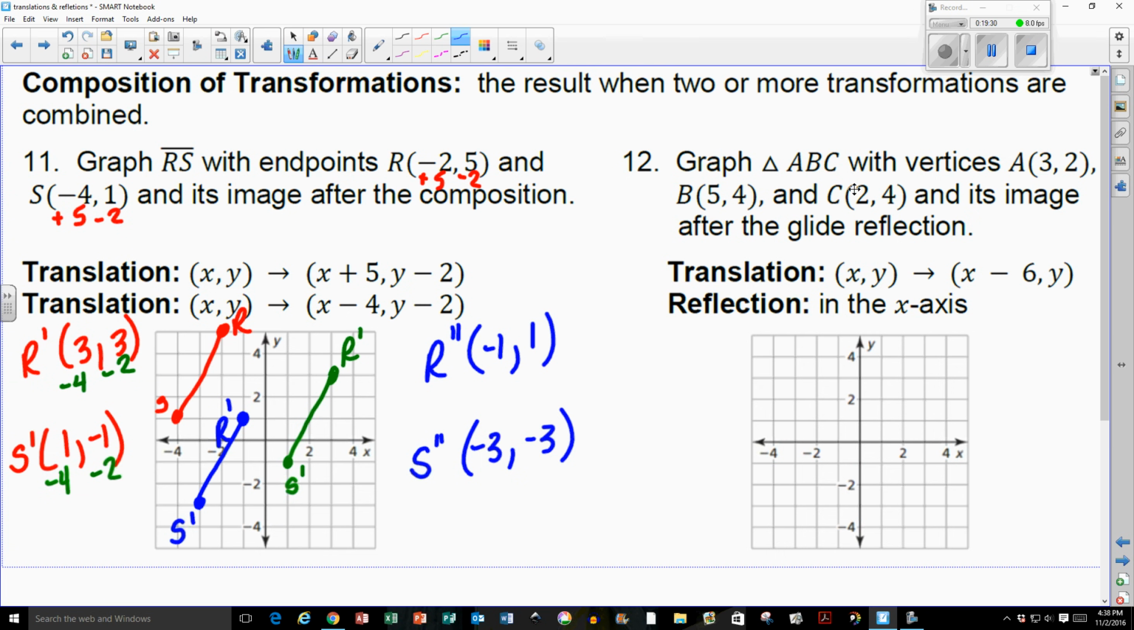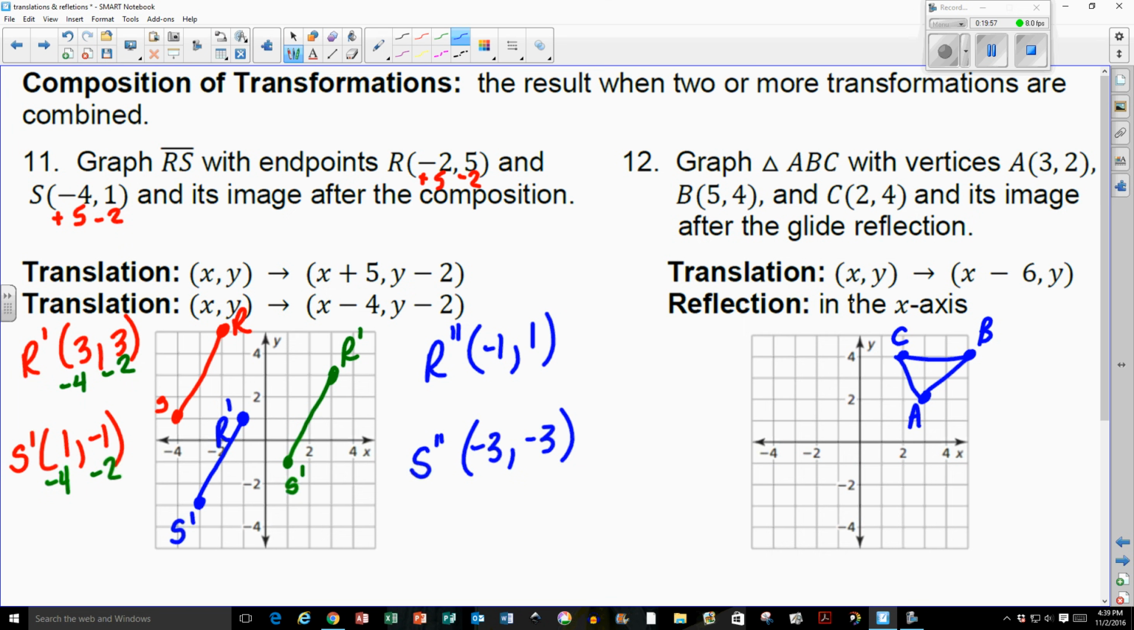Okay, what about reflecting a triangle? So we've got 3, 2. So 3, 2, 5, 4, and 2, 4. So we'll put point A here. Let's erase. All right, so now we've got triangle ABC.